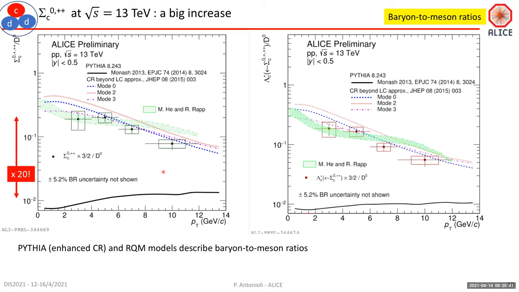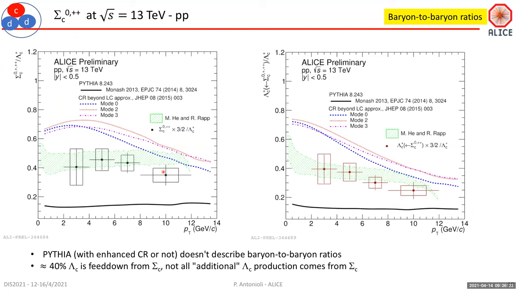Let's move to the additional baryons that we recently measured. Here you see the result for the Sigma_c observed decaying into a Lambda_c+ and a soft pion. Again, you see that two models, from Ene and RAP and the enhanced color reconnection mechanism, are able to describe what we see in the data, even in terms of the Lambda_c coming from the decay of Sigma_c. However, if you make the baryon-to-baryon ratio, we see that one of these models is unable to predict the fraction of feed-down from Sigma_c states to Lambda_c, while the model from Ene and RAP is able to describe this behavior.